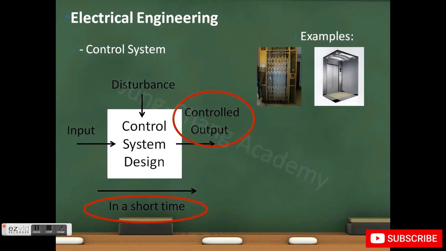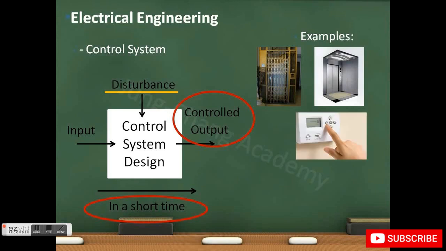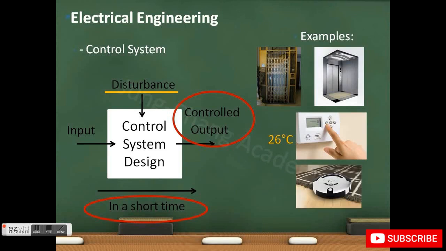The control system basically takes into account external disturbance such as the rain, the wind force, or even a human, and it will adjust itself to provide a stable output. For example, the temperature control air conditioning will take into account the ambient temperature and adjust itself. And another example is the robotic vacuum cleaner. It will scan the surrounding and avoid obstacles.